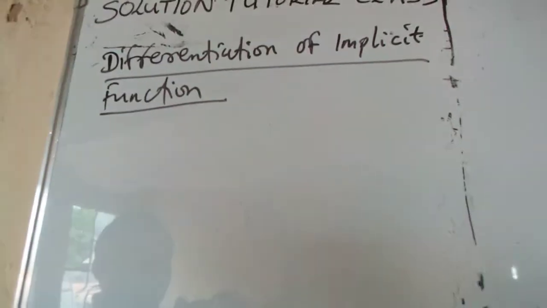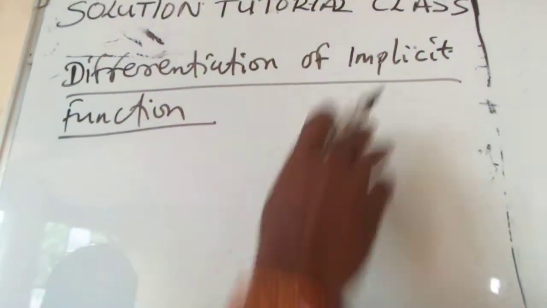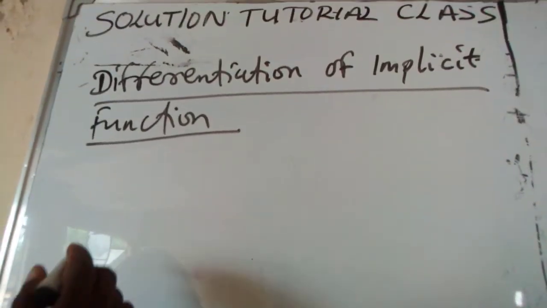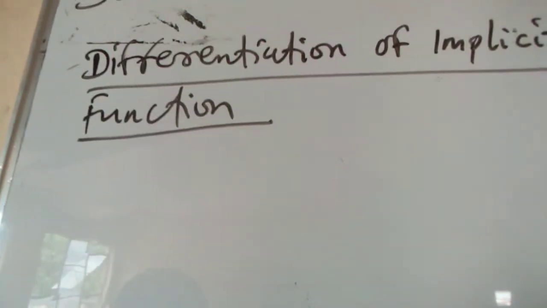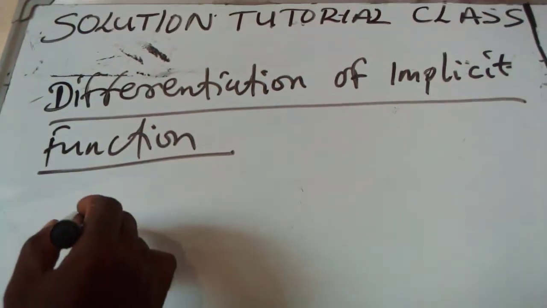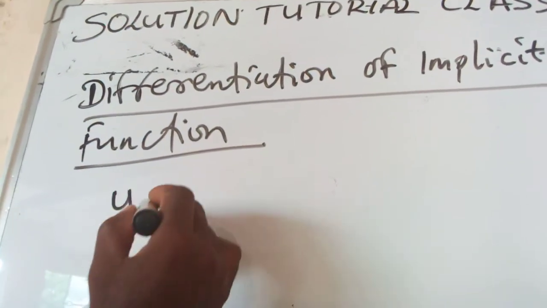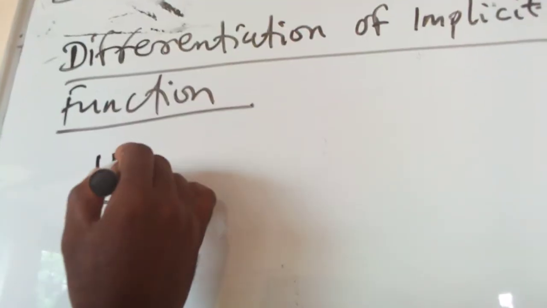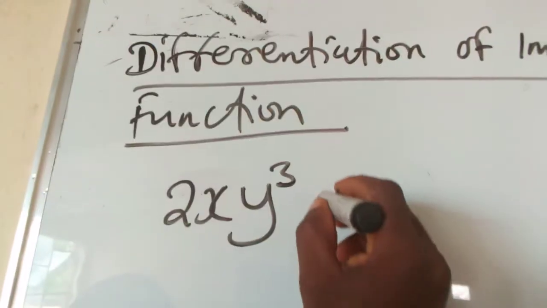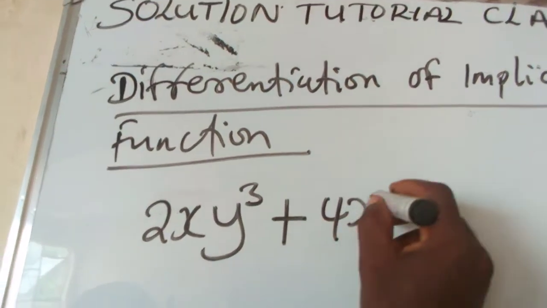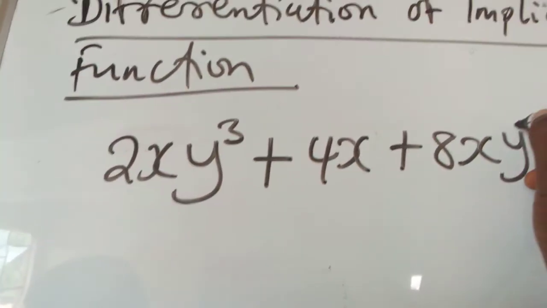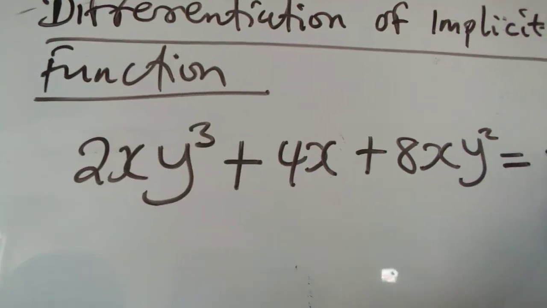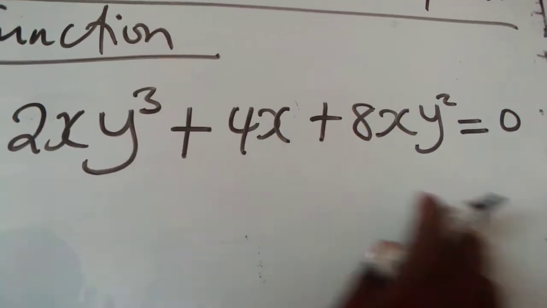Implicit function. So here, when do we have an implicit function? When we have x and y as one term in any function of x. For example, if you are given 2xy raised to power 3 plus 4x plus 8xy raised to power 2 is equal to 0. So this is an implicit function.